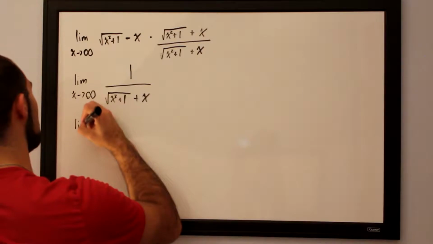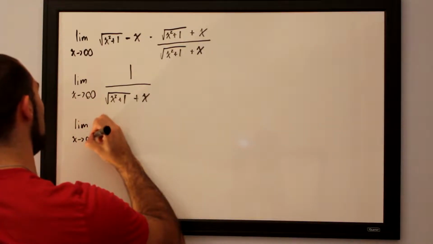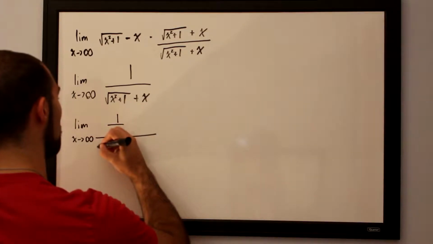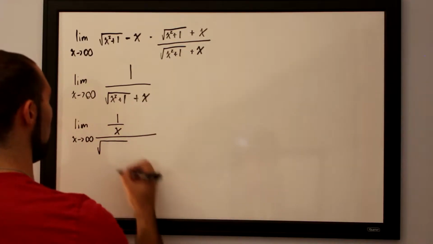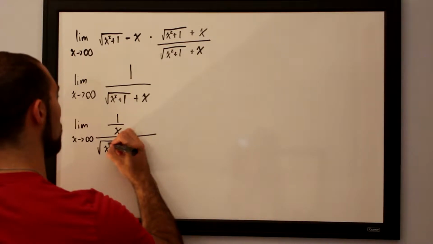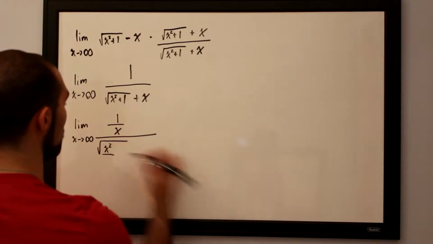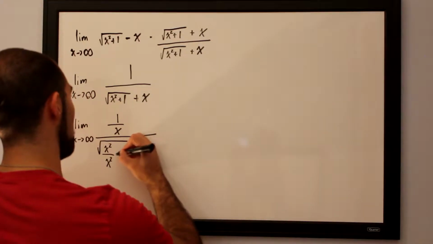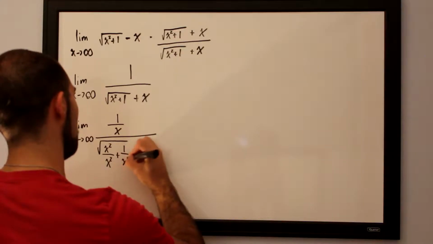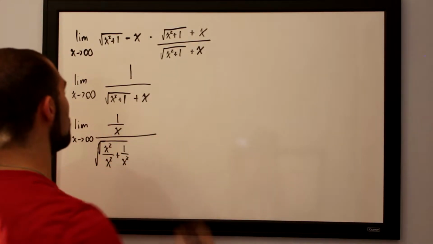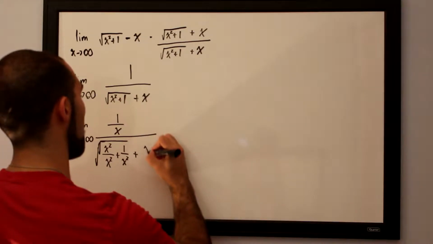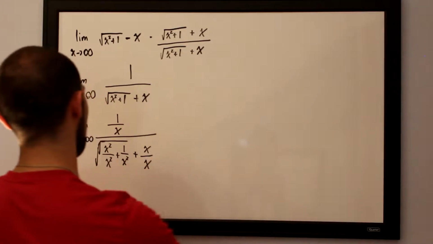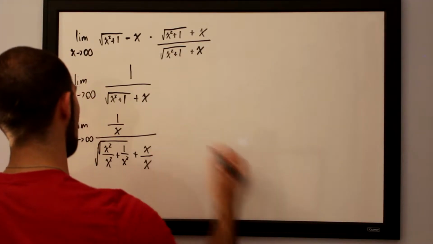So we were to take the limit as x approaches infinity for 1 over x, over the square root of x squared plus 1, and if we wanted to contain it within the square root, we would divide it by x squared, so plus 1 over x squared. Let's just extend this square root sign a little bit, and then plus x over x.